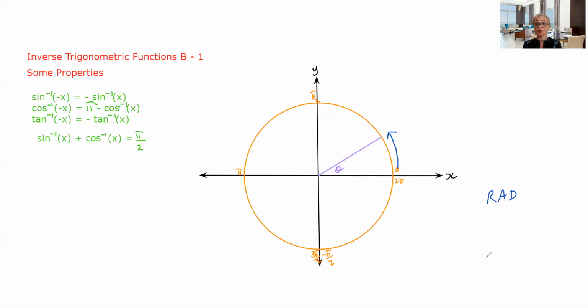Ideally, we try not to work in approximations. We try to work with exact values whenever possible. And yes, you need to still know your exact value tables for your sine, cos, and tan, because we're going to use them in reverse. Okay, let's just have a look at some of these properties of our inverse trig functions, and let's think about why that is the case.